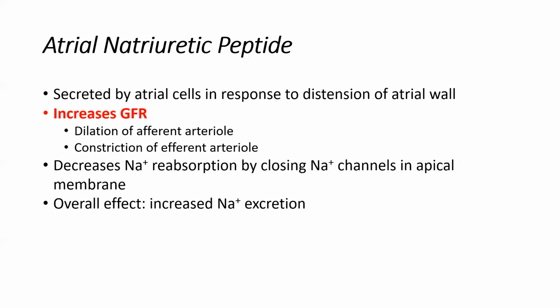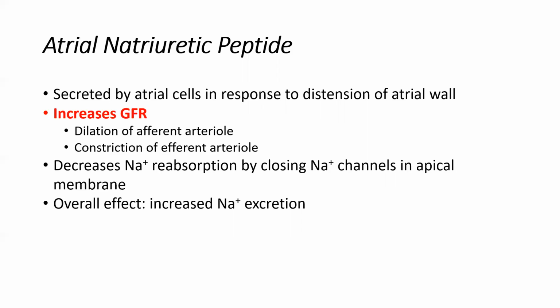So this is the opposite stimulus of renin. Remember, the stimulus for renin was decrease in blood volume. The stimulus for ANP is excess blood volume, excess blood pressure. And so when the cells of the atrial wall feel that extra distension, they're going to secrete ANP. ANP is directly going to increase GFR by dilating the afferent arterioles and constricting the efferent arterioles, which will eventually push more blood into the glomerulus and increase GFR.